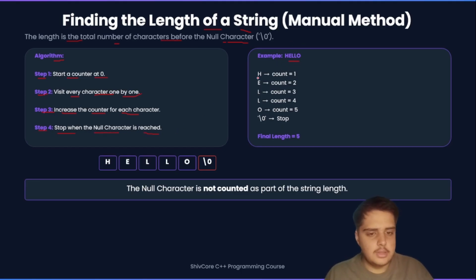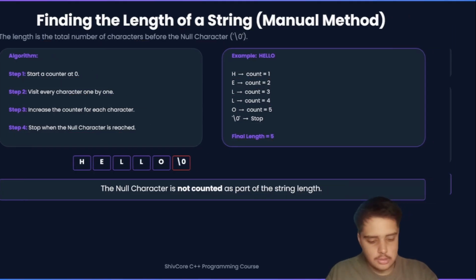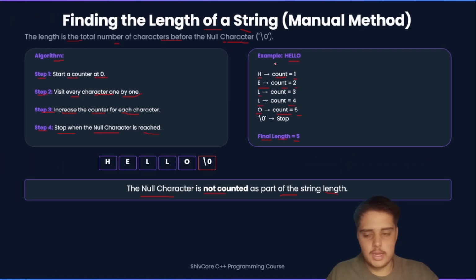Example: when hello is there, at h the count is 1, at he the count is 2, at l it is 4, and then at o the count is 5. So it stops and the final length is given as 5. The null character is not counted as part of the string length. So pause the video, try to do this question yourself while we are doing it in our VS Code also.